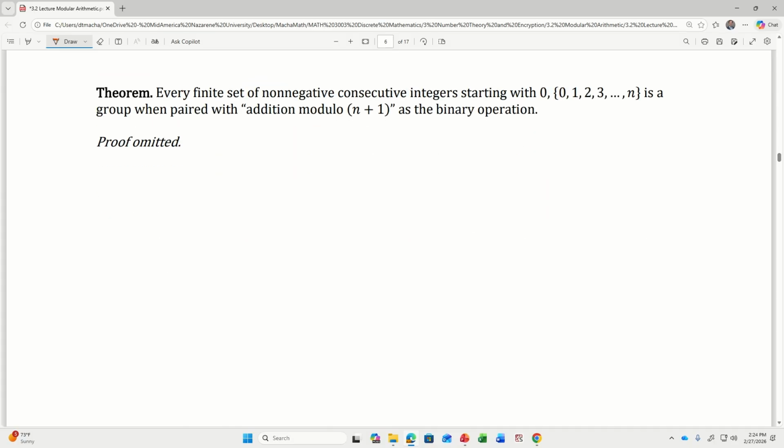It turns out that every finite set of non-negative consecutive integers starting with 0, like, for example, 0, 1, 2, 3, 4, 5, is a group when paired with addition modulo n plus 1. We are not going to prove this. If you were to take a class in abstract algebra, that's the branch of mathematics that would handle questions like this. There's a lot more to say about groups, by the way.